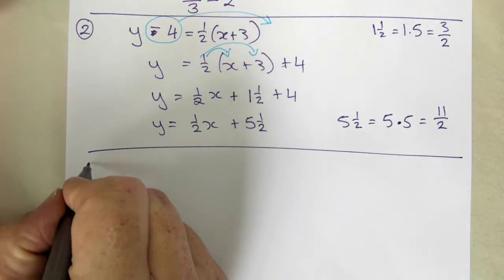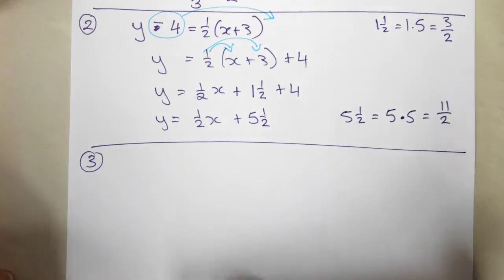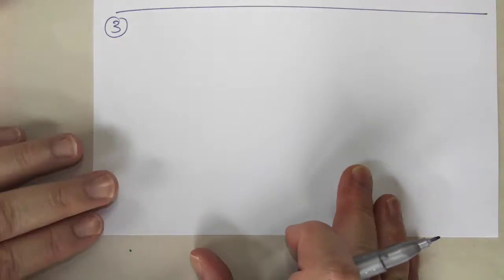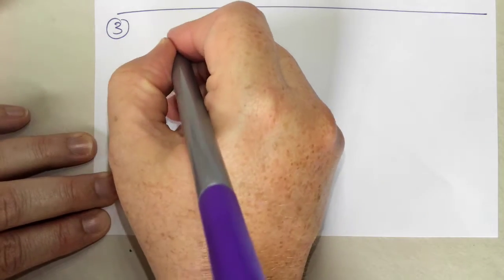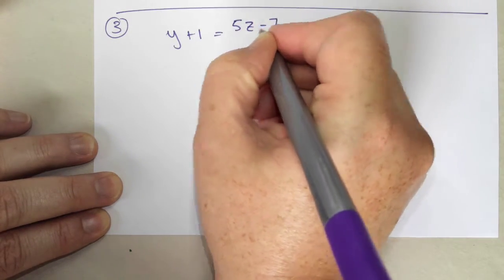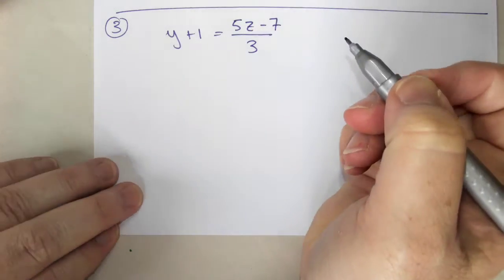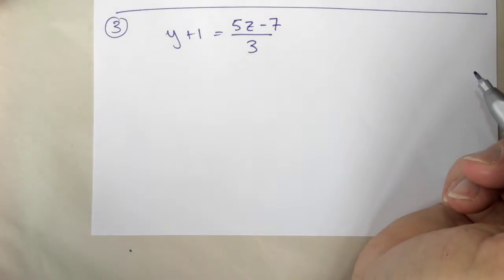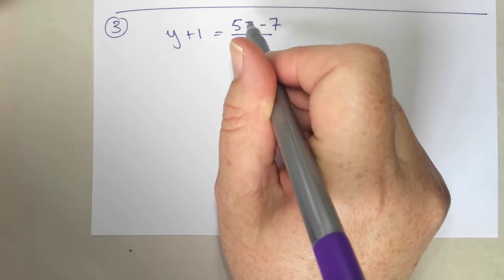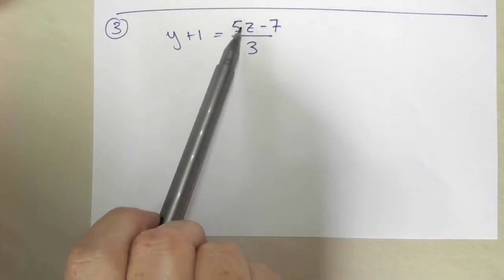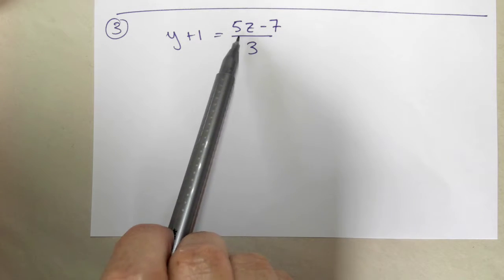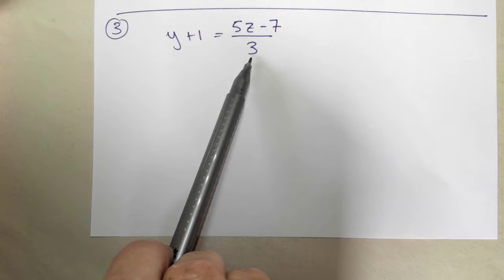Okay, let's take a look at example number 3. It's saying make z the subject of y plus 1 equals 5z take away 7 over 3. Okay, so this is a little bit tricky now. What we want to do is get to the z because we're trying to make z the subject. But I'm not allowed to get to that z until I get rid of this divided by 3 first.